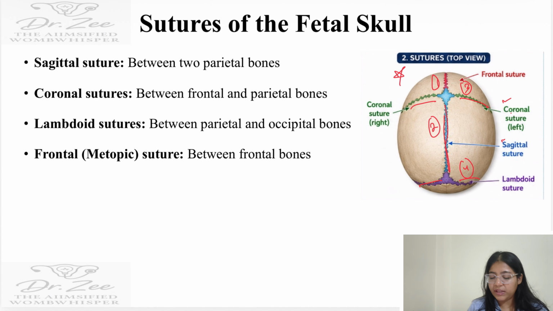The lambdoid suture is formed by the occipital bone behind and the parietal bones in front. And the metopic suture is formed by the junction of two frontal bones. In adult life, this suture will not be there because the parts of the frontal bone fuse and form a single bone. But in the fetus, you can find a suture there. So all these are the important sutures.